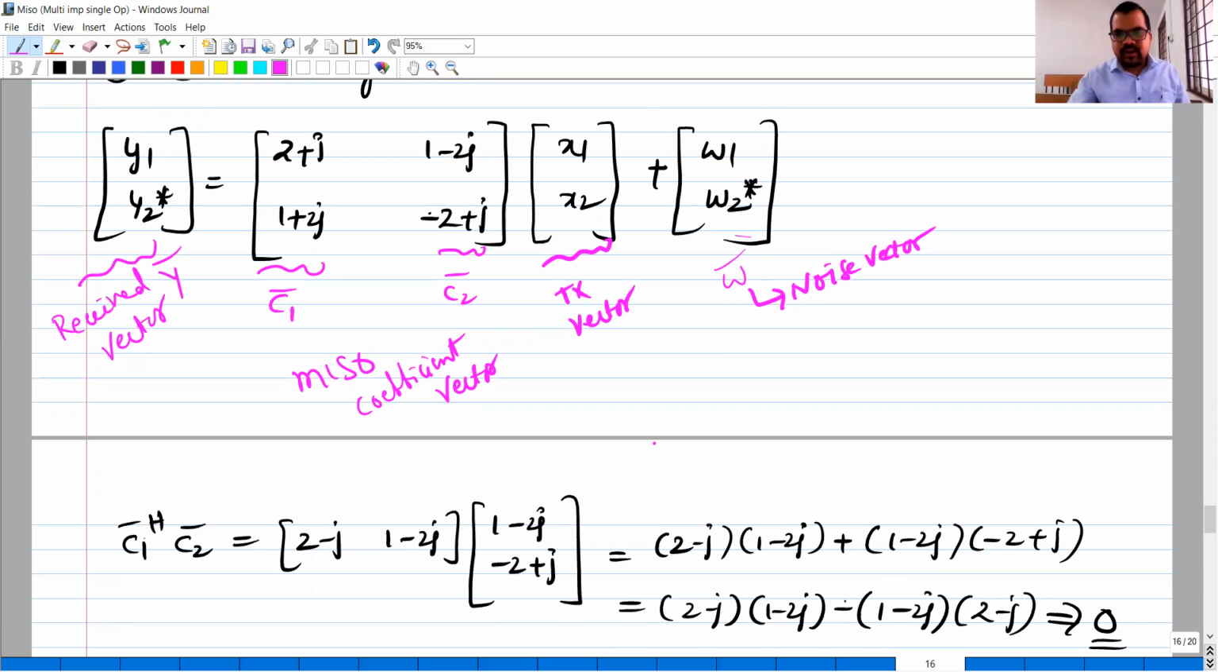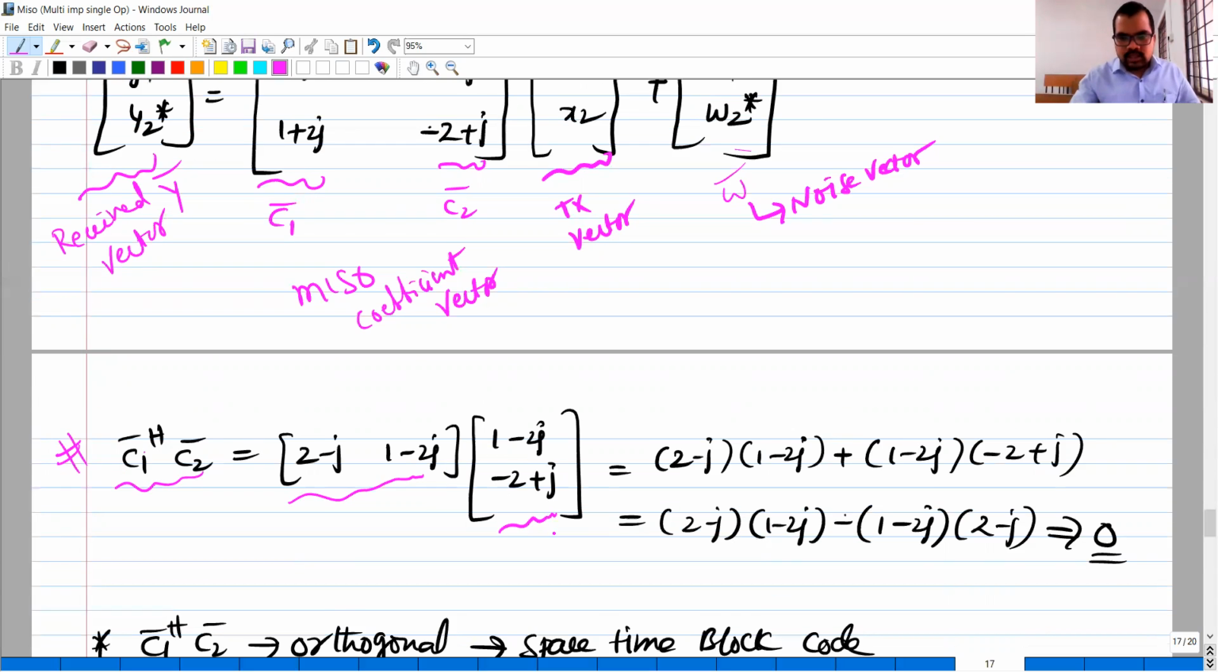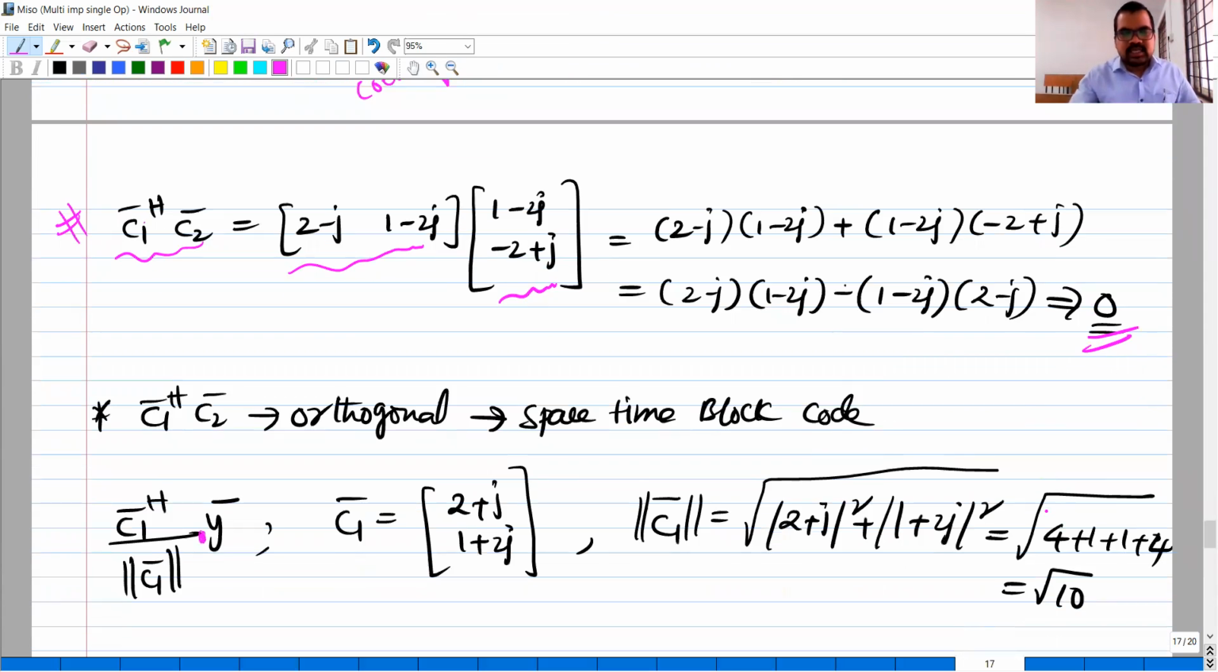After finding this, we have to check orthogonality. Orthogonality is checked by C1 Hermitian with C2. This is the C1 Hermitian value and this is the C2 value. By multiplying these, the resultant is 0. So C1 and C2 are orthogonal. Therefore, these two coefficients are orthogonal, and orthogonal means it is an orthogonal space-time block code.